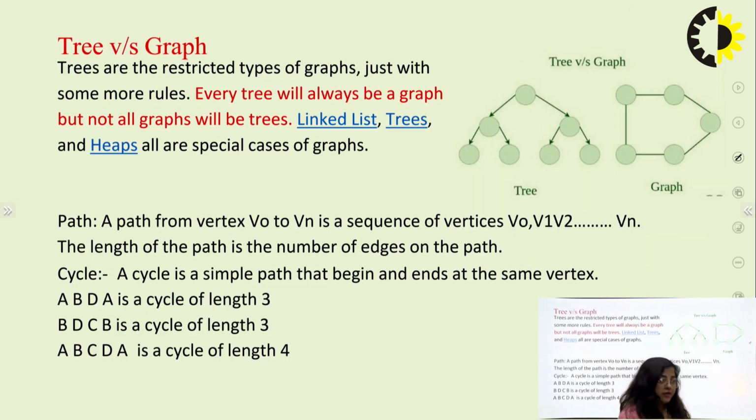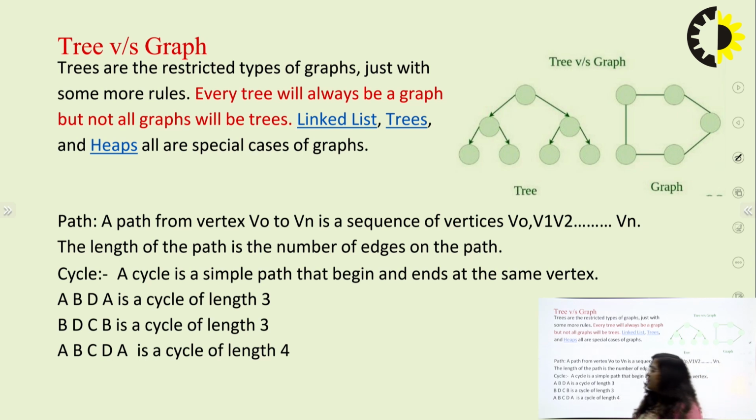Now we come to some differences between a tree and a graph. Trees are a restricted type of graph, with just some more rules. Every tree will always be a graph, but not every graph will be a tree, because a graph can have a cycle and a tree cannot. Linked lists, trees and heaps are all special cases of graphs.